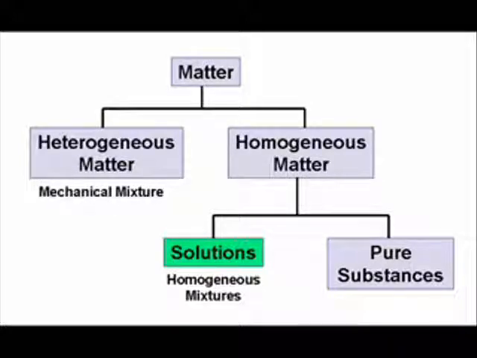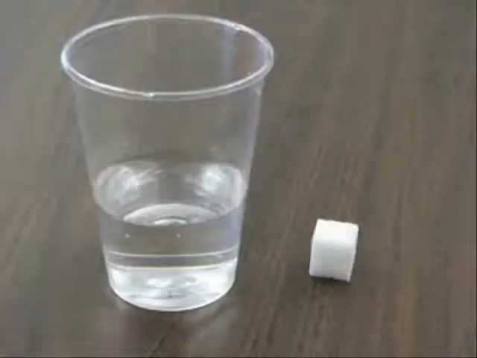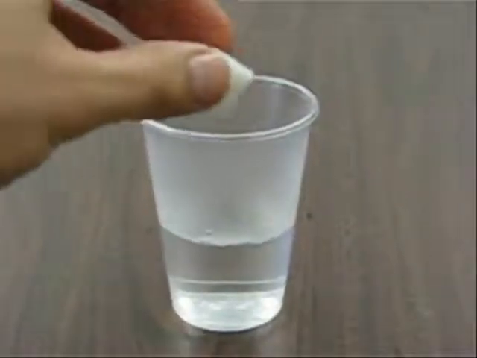A solution is the same as a homogeneous mixture because you cannot see the different parts. It all looks like the same thing. We are going to make a sugar-water solution. We make it by dissolving sugar in water.